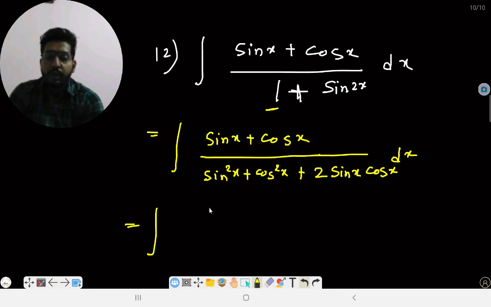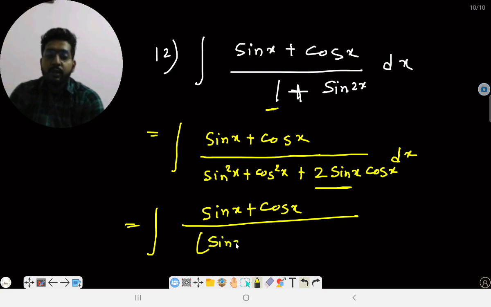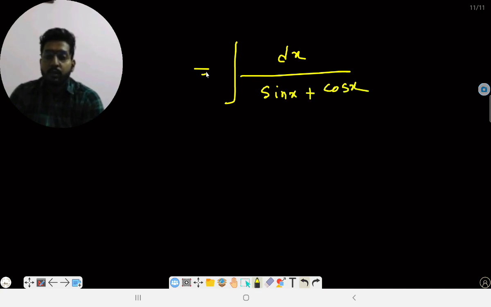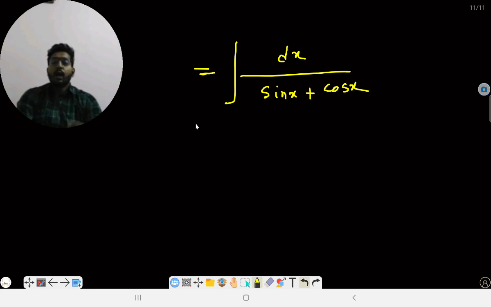Now look at the denominator here. What is the denominator? A square plus b square plus 2ab. Look at the denominator. This is a square plus b square plus 2ab. And the numerator is sin x plus cos x. So that is sin x plus cos x whole square dx. Now if you do that, one sin x plus cos x will be cancelled out. So that will become integration of dx by sin x plus cos x. Now how to solve this one?